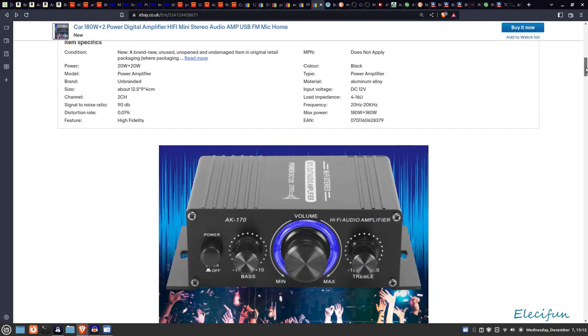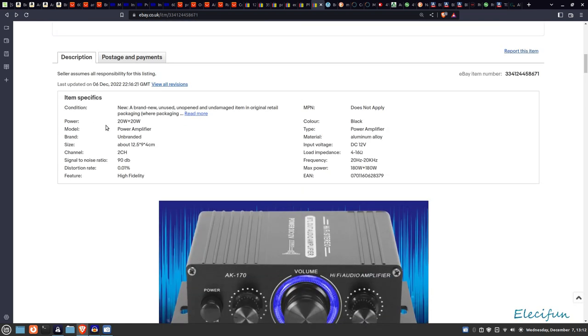What we're going to do is look down this for a second. We're going to look here, where it says item specifics, and it says the power is 20 watts plus 20 watts. So that's the difference to start off with. It has a distortion rate of 0.01%, a signal to noise ratio of 90 dB, and the feature is high fidelity, hi-fi.